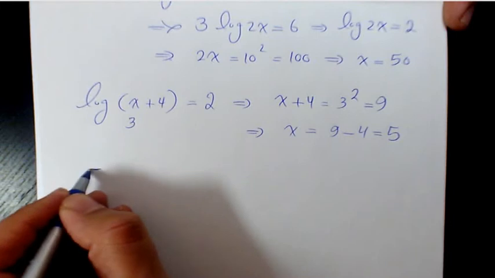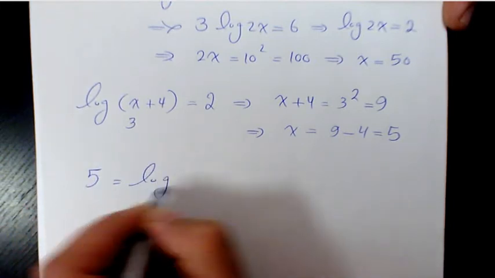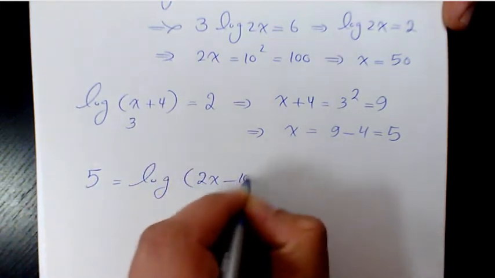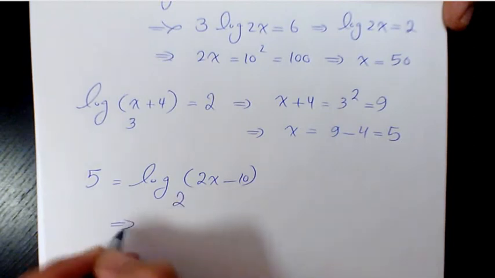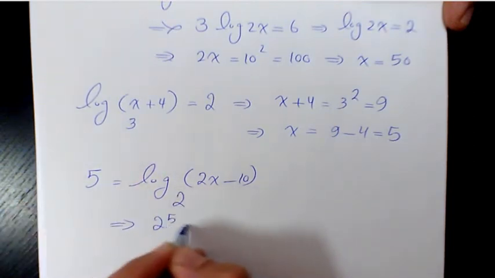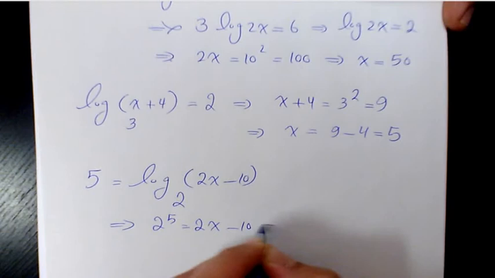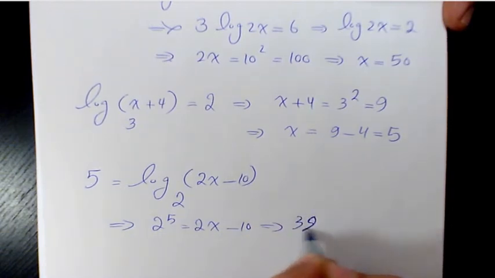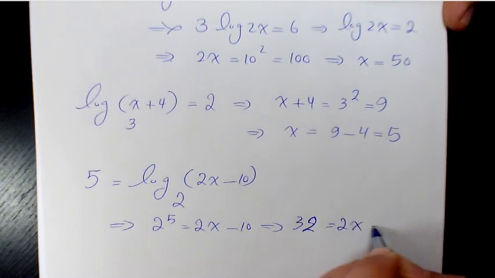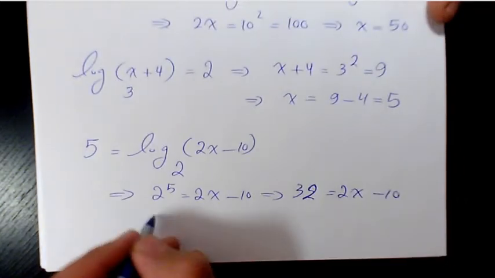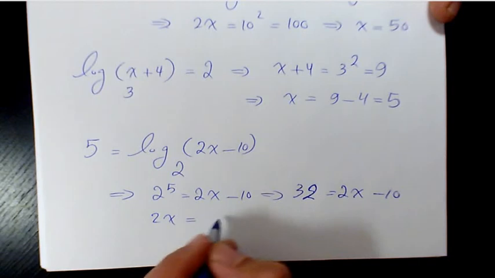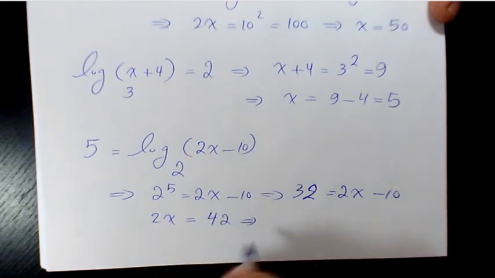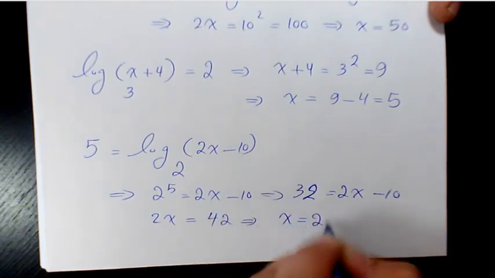Next example, 5 equals log base 2 of (2x − 10). It's going to be 2 to the power of 5 equals 2x subtract 10, and 2 to the power of 5 is 32. 2x subtract 10. So 2x will be 32 plus 10, which is 42. So x will be 21.